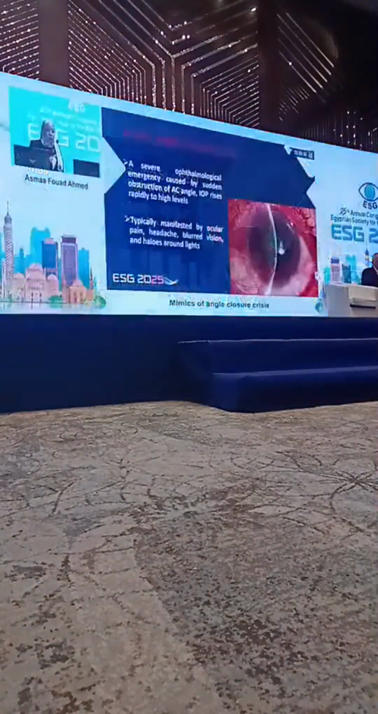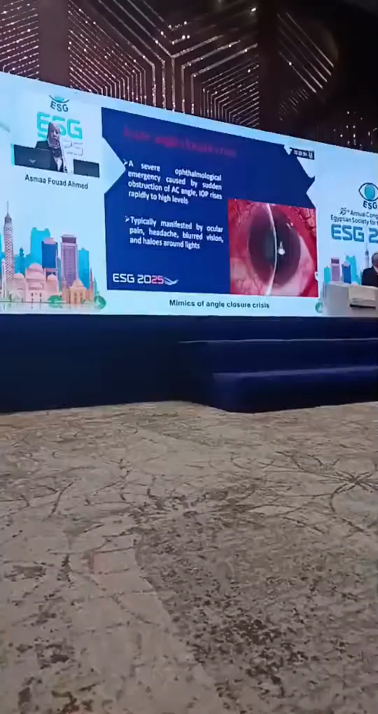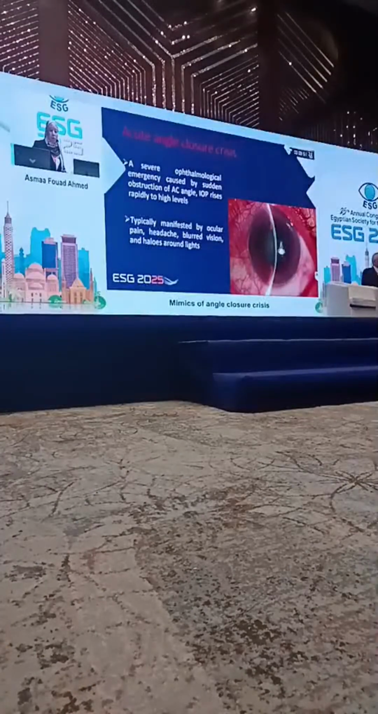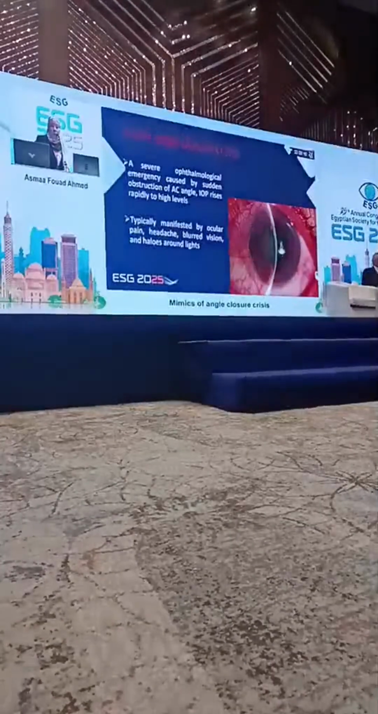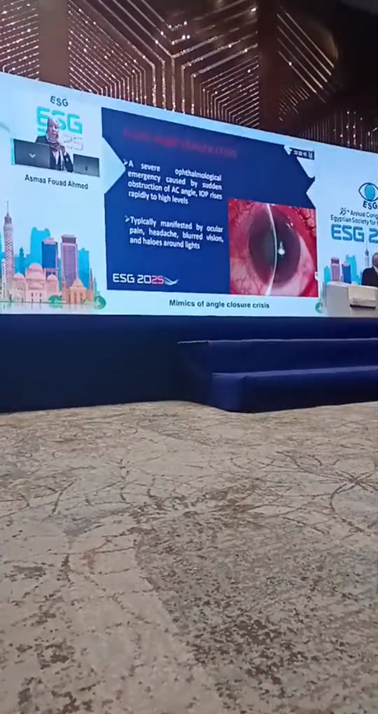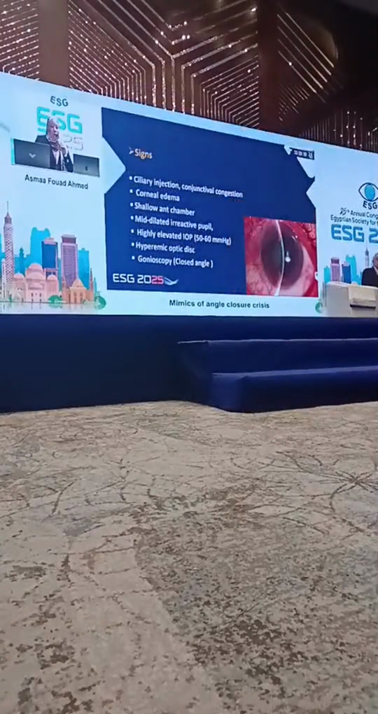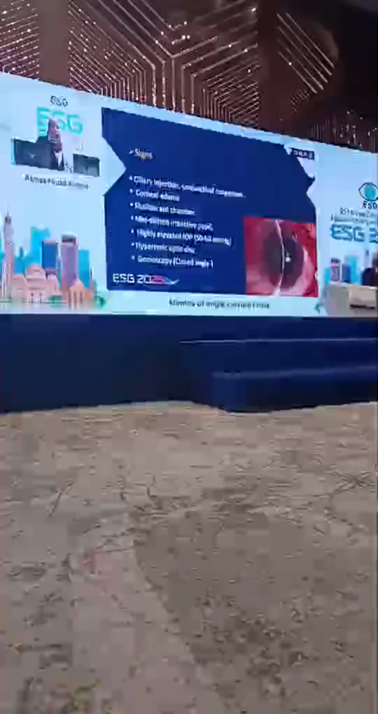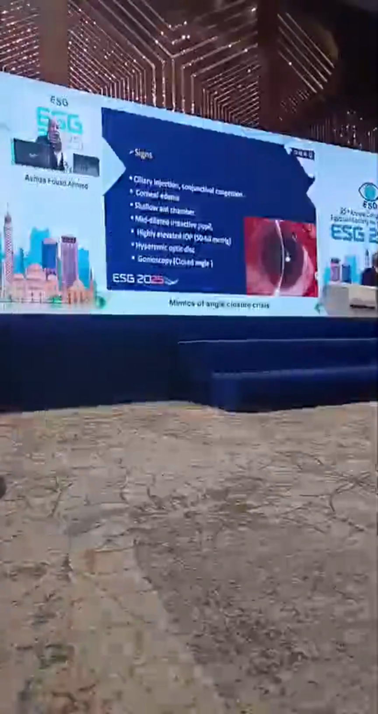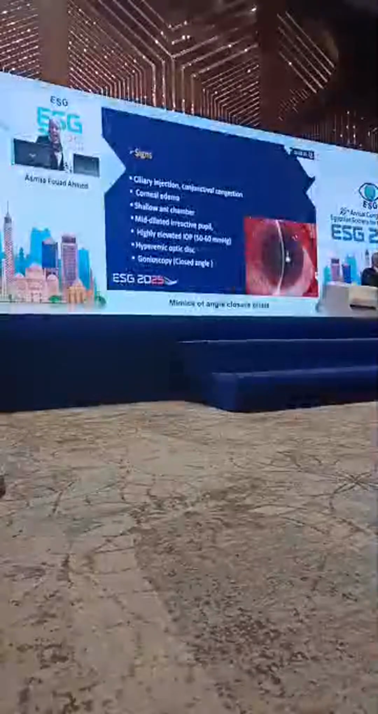By definition, acute angle closure crisis is a severe ophthalmological emergency caused by sudden obstruction of the angle of the anterior chamber, resulting in a rapid painful increase in intraocular pressure. It is typically manifested by ocular pain, headache, blurred vision, and halos. Ocular signs are ciliary injection, conjunctival congestion, corneal edema, shallow anterior chamber, mid-dilated non-reactive pupil, highly elevated intraocular pressure, hyperemic optic disc, and closed angle on gonioscopy.